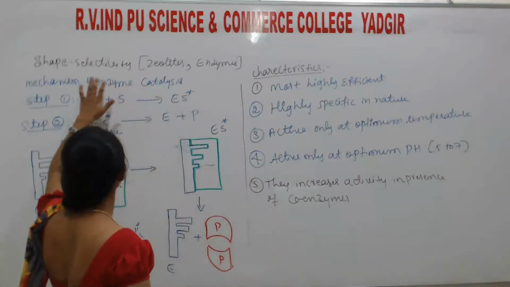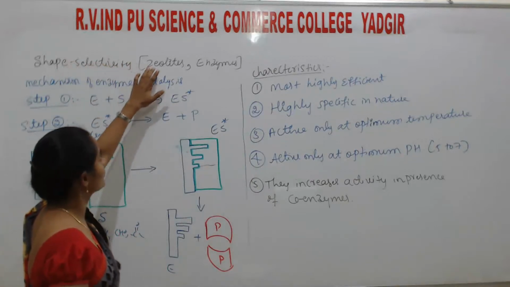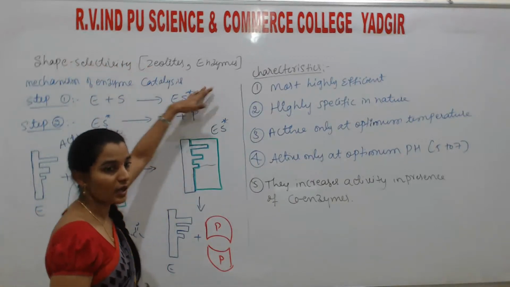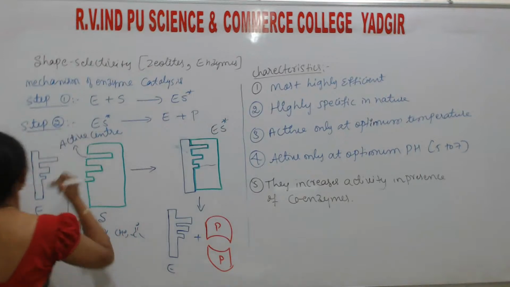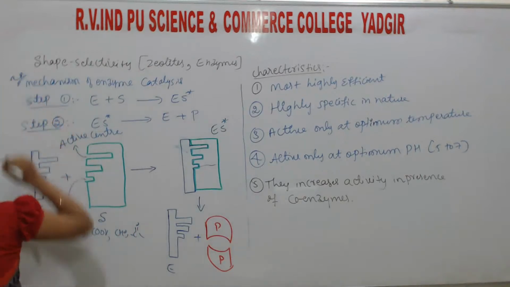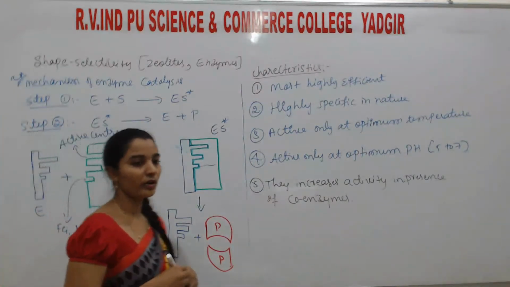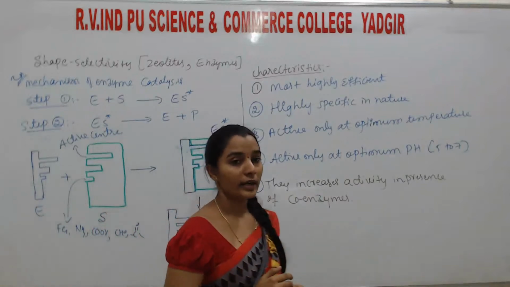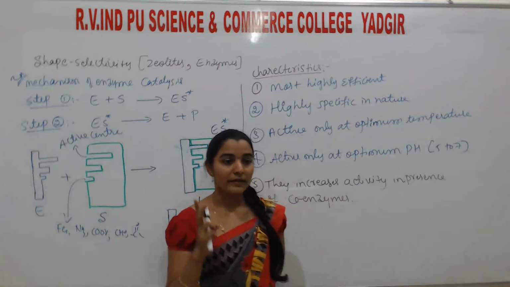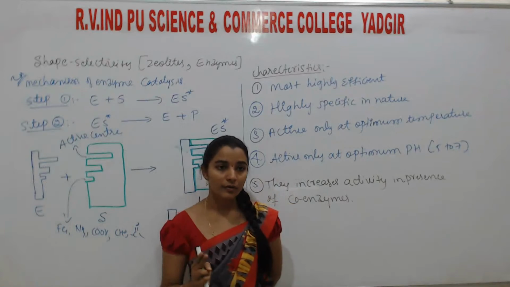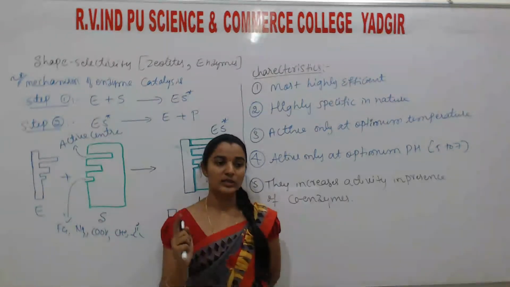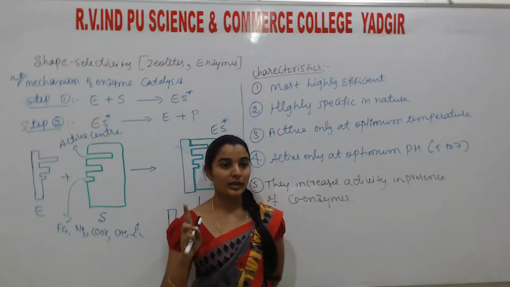So this is all about the shape selectivity of zeolites and enzymes and its mechanism. This mechanism is very important for 2 marks. So this is all about catalysis. This completes the second feature of surface chemistry. First one is adsorption, second one is catalysis.